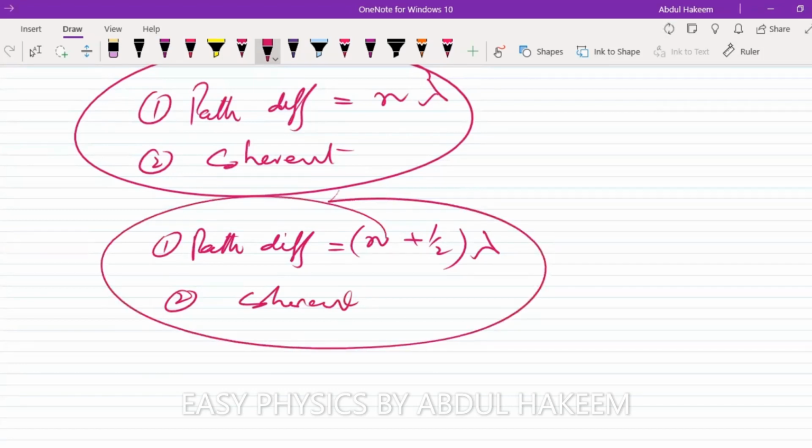And the next is diffraction. Spreading of the wave from a slit, from an aperture, from an edge is called diffraction. Spreading of the wave from the aperture, from the slit, from any edge is called diffraction. Now there are two types of diffraction we have to learn. One is the double slit and the other is diffraction by the grating.